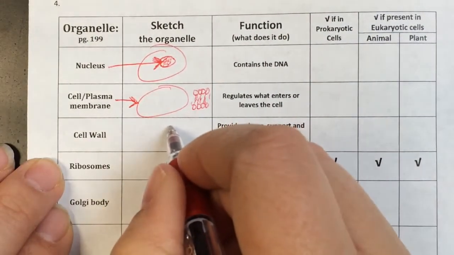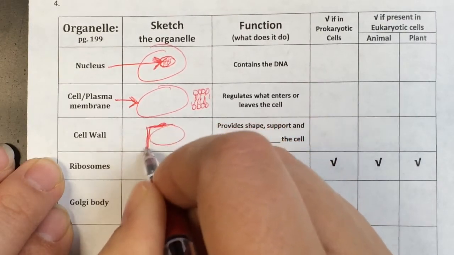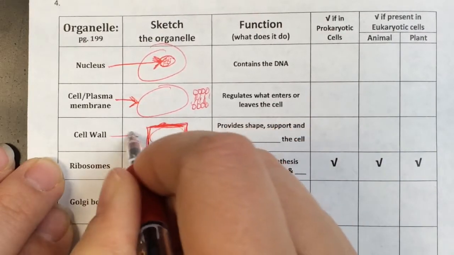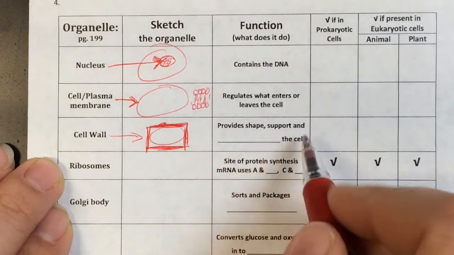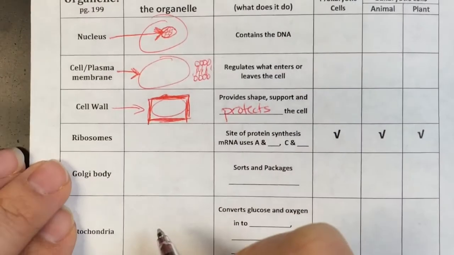A cell wall. If we look at a cell from the outside, especially a plant cell, you've got a thicker area there. That is the cell wall. It provides shape, support, and protects the cell.